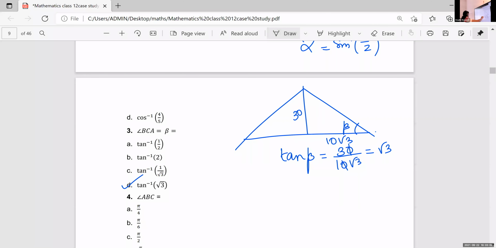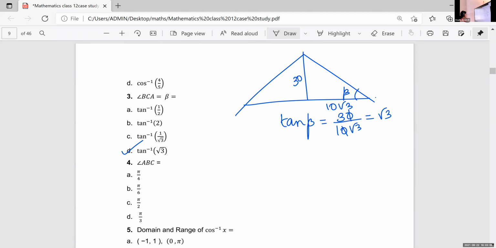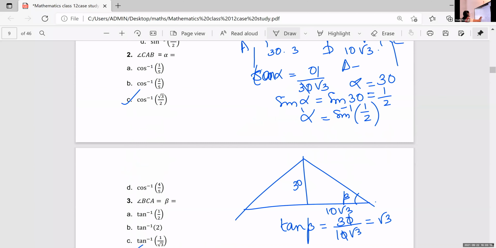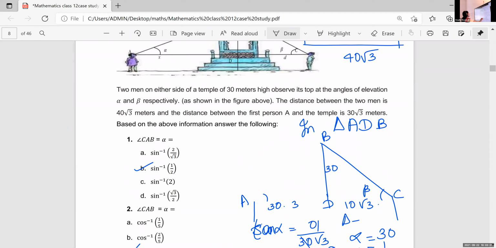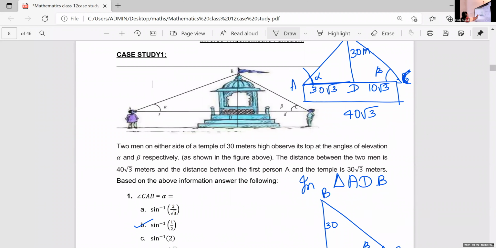Now the next one. What is angle ABC? What will be the answer? Angle ABC. Look at the figure and check what is angle ABC. Angle B we need, isn't it? A, B, C. Angle A, what is angle alpha? Alpha we got as 30, isn't it? Alpha is 30. Beta also 60.